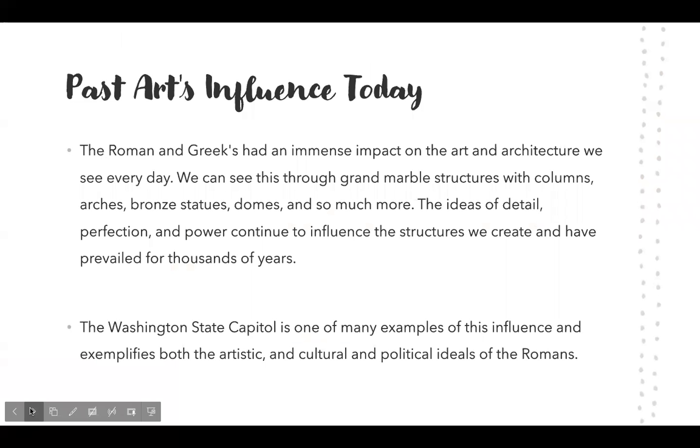And so just to close things up, past art's influence today. The Romans and Greeks had an immense impact on the art and architecture we see every day. We can see this through grand marble structures with columns such as the Capitol, arches, bronze statues, domes, and so much more. The ideas of detail, perfection, and power continue to influence the structures we create and have prevailed for thousands of years. The Washington State Capitol is one of many examples of this influence, and it exemplifies both the artistic and cultural and political ideas of the Romans. Thank you.